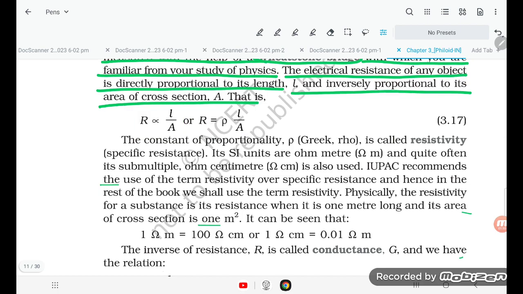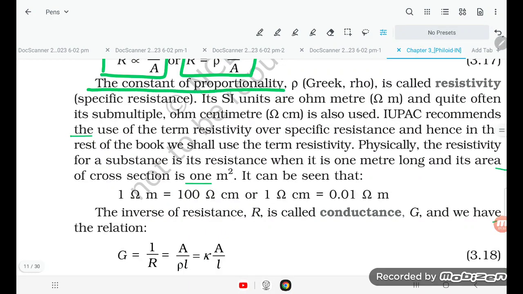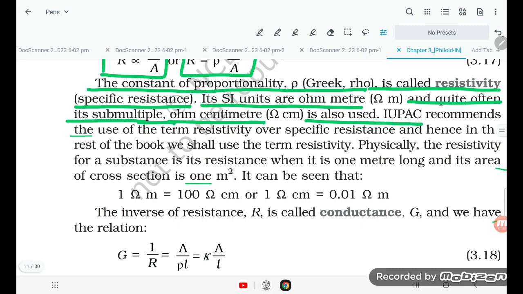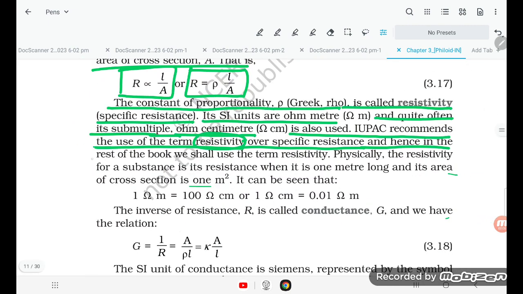Now let us see rho. The constant of proportionality, the Greek letter rho, is called resistivity or also specific resistance. Its SI unit is ohm meter, and quite often its submultiple ohm centimeter is also used. IUPAC recommends the use of the term resistivity over specific resistance. So you are going to use the term resistivity, and hence in the rest of the book we shall use the term resistivity.